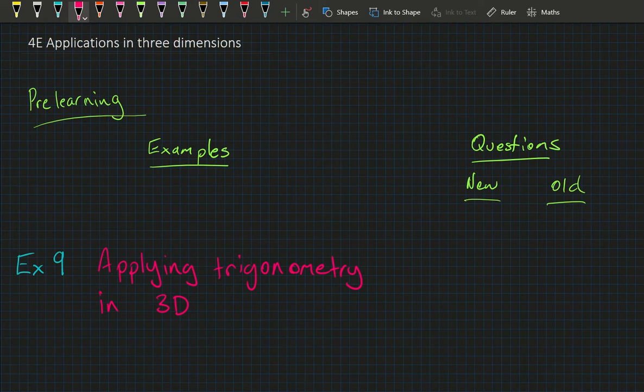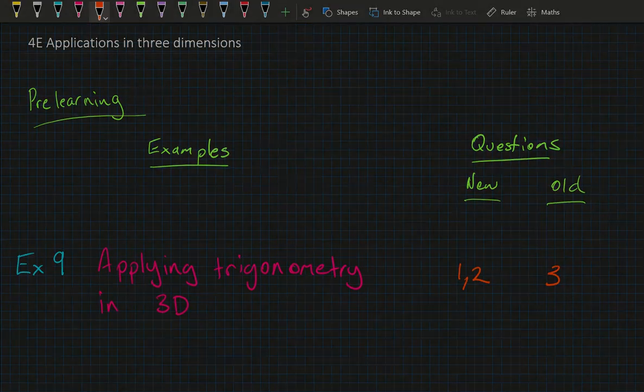And your pre-learning for this example is questions 1 and 2 in the new book and question 3 in the old book. Our example is basically just the title of the lesson, so let's just get on with it, and I'll see you in the introduction.